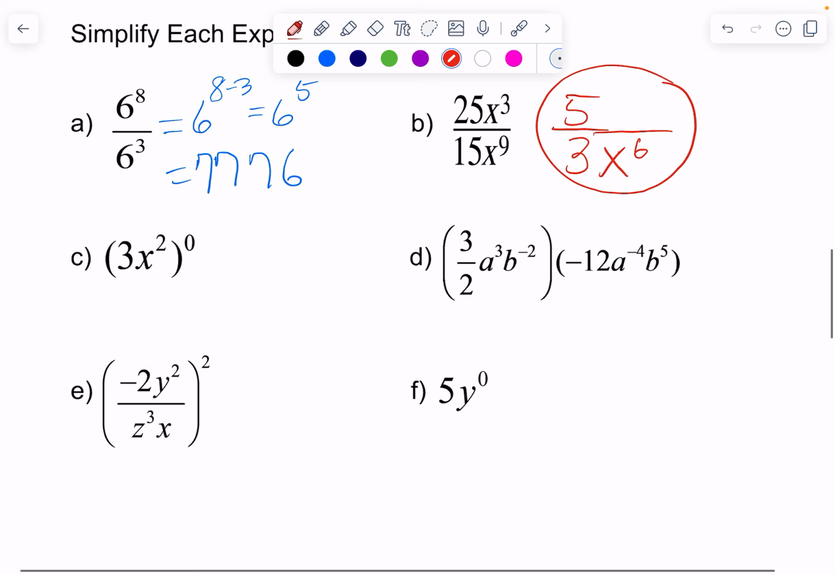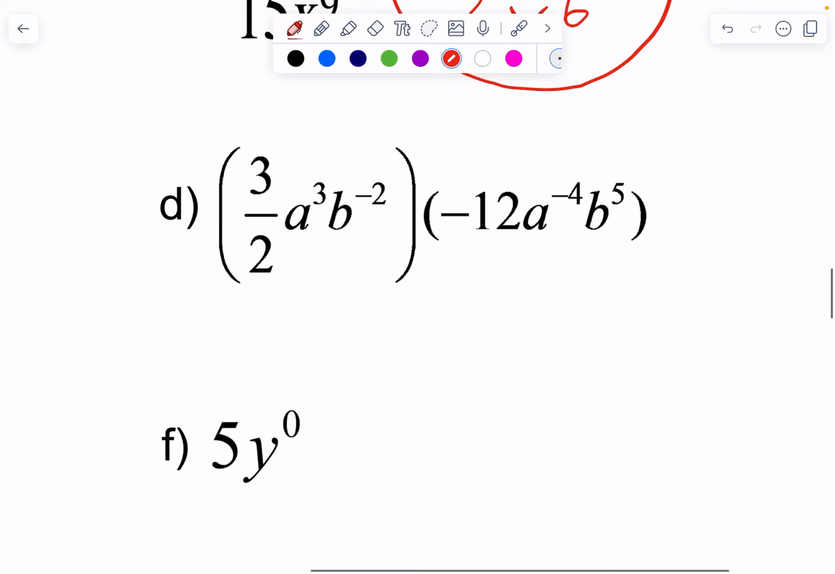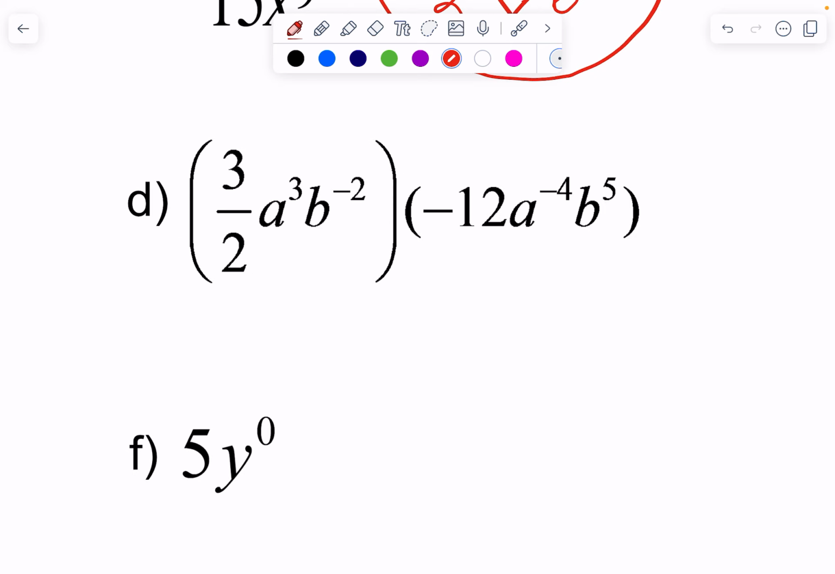Okay, (3x squared) to the 0. Notice that everything here inside of the parentheses is being affected by 0, so that equals 1. All right, fractions, not the friend of many people, but let's try not to be worried about this. First of all, I like to put a 1 in the denominator, so that way I can differentiate between numerator and denominator. Let's go ahead and cross-reduce here.